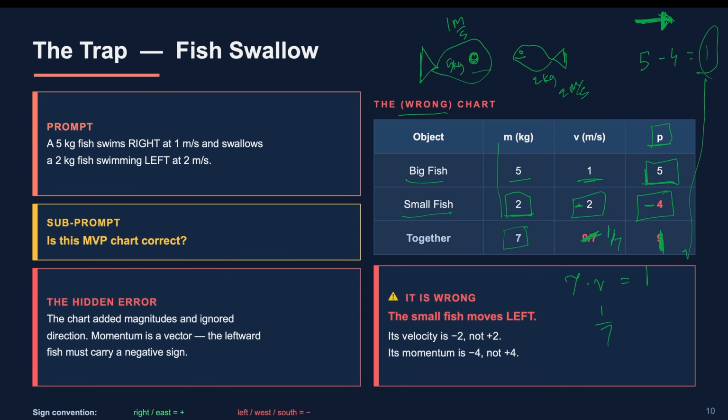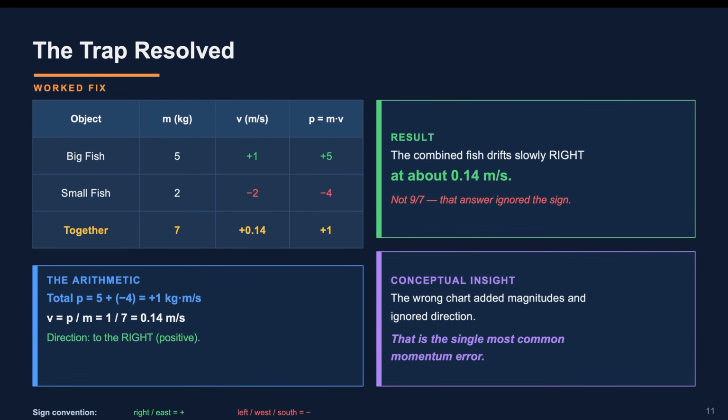And there you go. That's how you use momentum charts. You add the masses here, you add the momentum, and then you can use that to figure out the velocity. Or sometimes you might be given the velocity and you can use that to figure out the other two. Okay, so like this, you see?